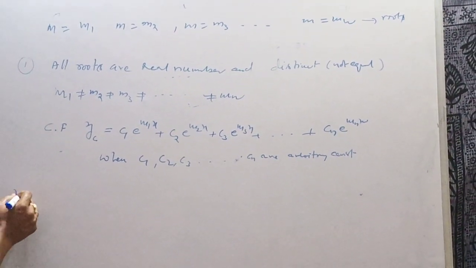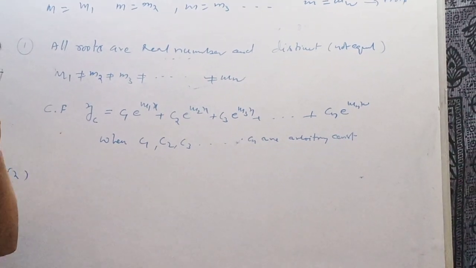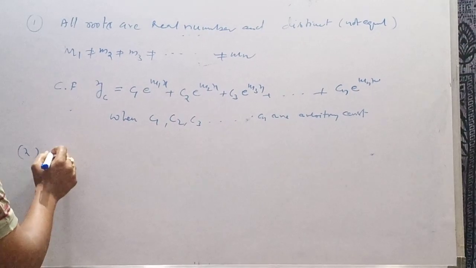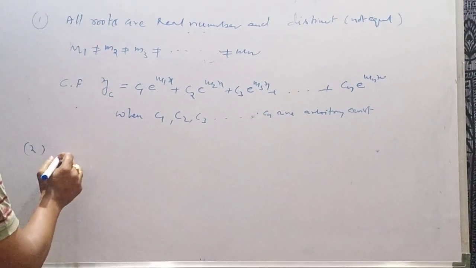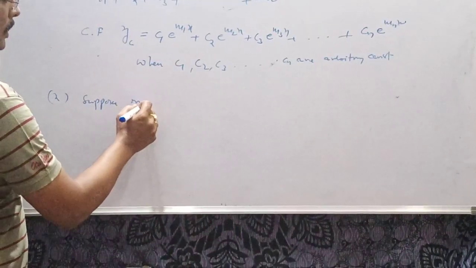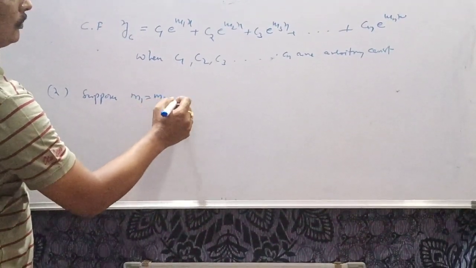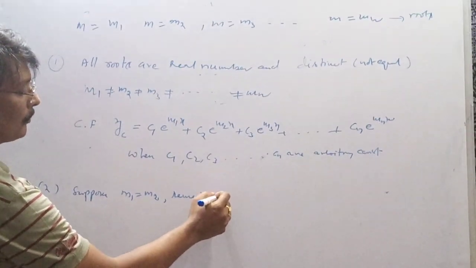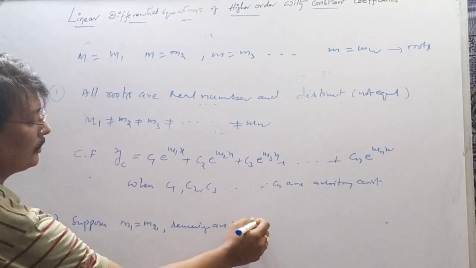This is condition number 2. If the roots are repeated roots, real and repeated roots. Suppose we are considering two roots are repeated. Suppose m1 equal to m2. Remaining are real and distinct.